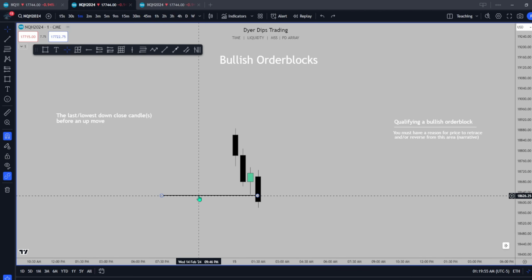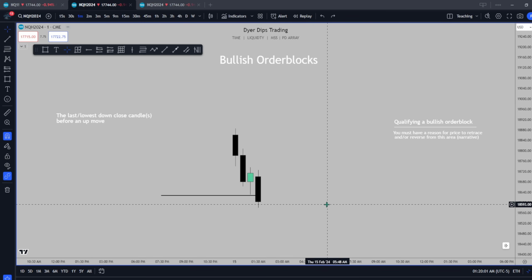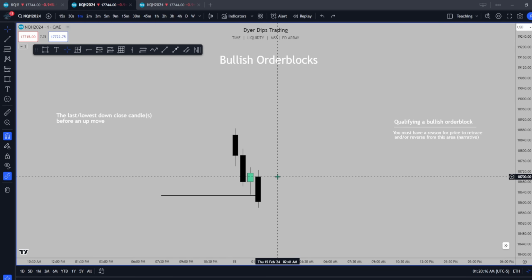If you can't make an argument and a solid reason for price to actually bounce here, then there's no reason to even be looking at order blocks, because we're still bearish and price should be rejecting bearish order blocks, not respecting bullish ones. So as long as you can make the argument that price should be retracing or reversing off of an area here, let's call this a liquidity pool, now you can start to look for order blocks. So now that we've swept liquidity here, we can anticipate that price might want to go higher and start to form bullish order blocks. So we now have narrative.